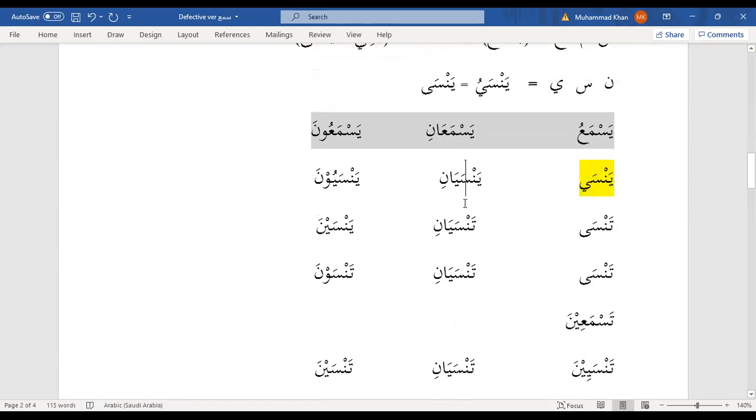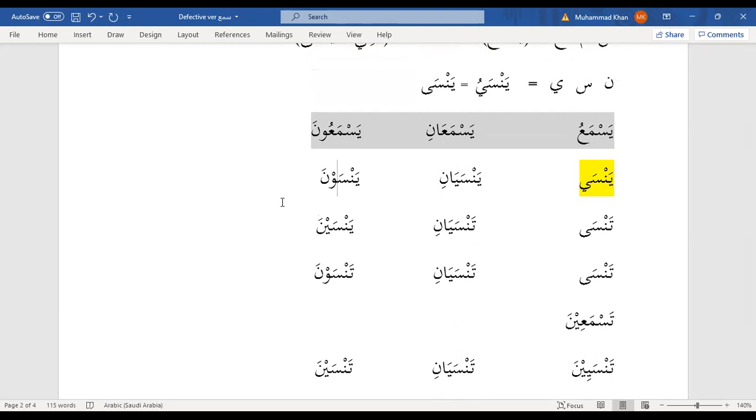In the second one, it's the same, yasma'ani and yansayani. So no change has taken place. And here, one change has to take place. And I'm sure you know about it. Yansayuna. Yes, the Dhamma gets deleted, Ustad. Ya will be deleted. In fact, the whole root letter will be deleted. So that is ya madmuma. So ya will be deleted.